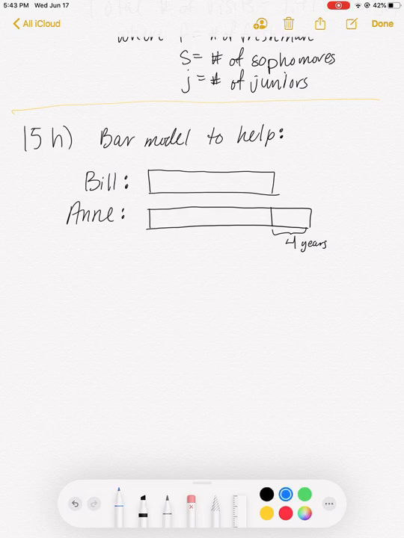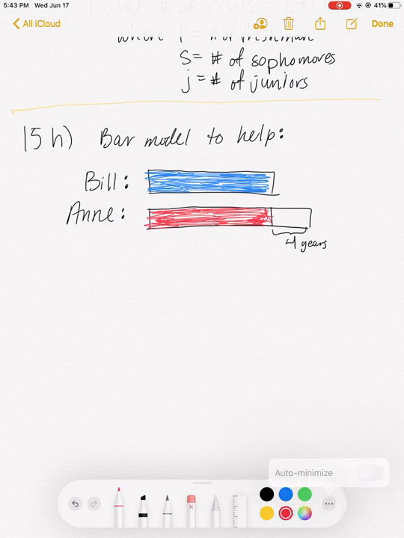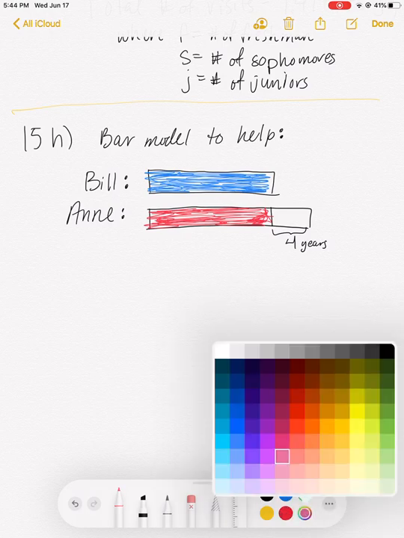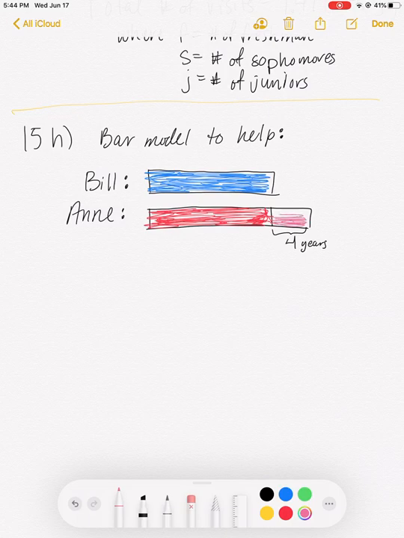All right, so Bill is going to be blue. I'd like to color these bars so you can see the differences in them. And Anne is going to be red. And her difference will be pink, 4 years. All right, so there's Anne and Bill.